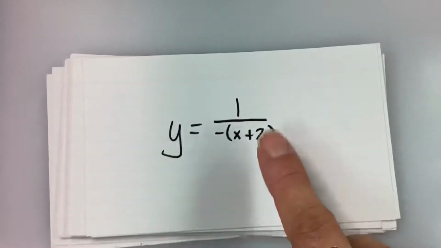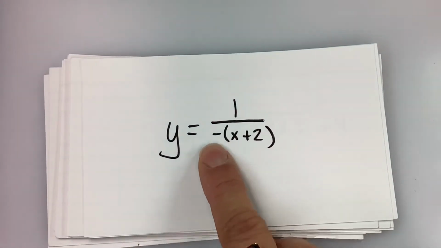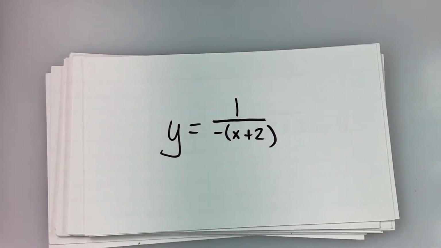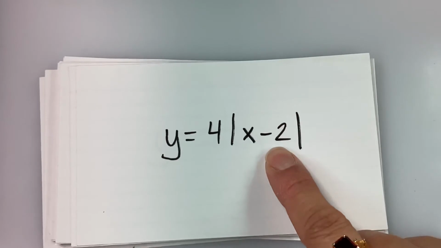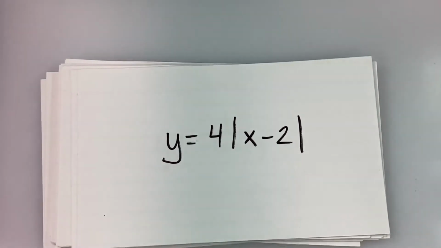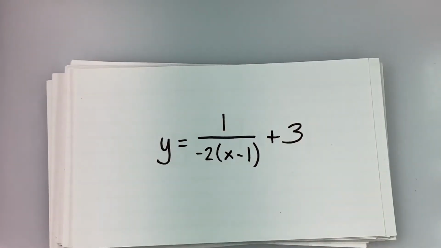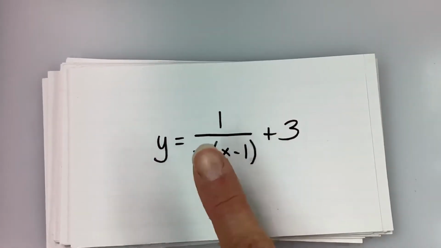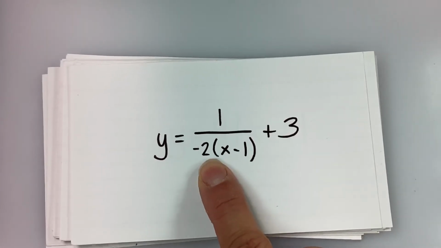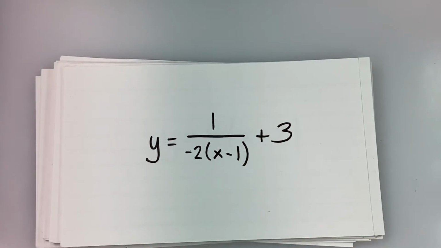Reciprocal function. Left 2, horizontal reflection over the y-axis. Absolute value function. Right 2, vertical stretch by 4. Oof, reciprocal function with a lot going on. Up 3, right 1, horizontal shrink by a half, horizontal reflection over the y-axis.